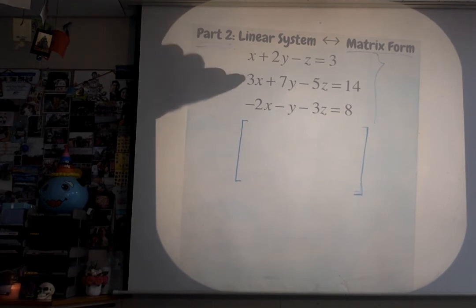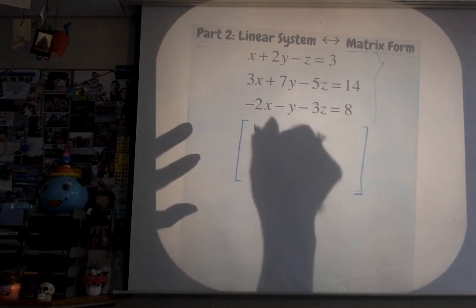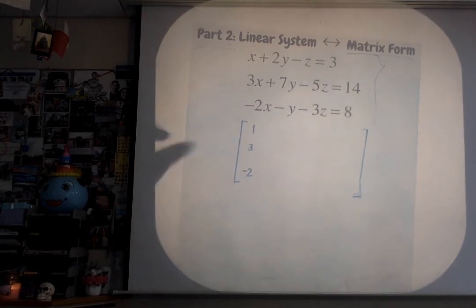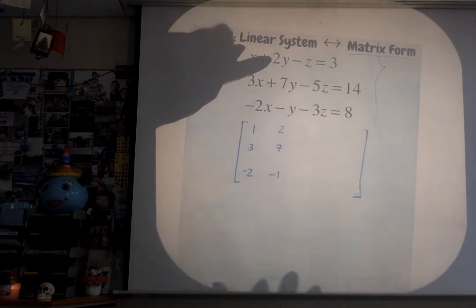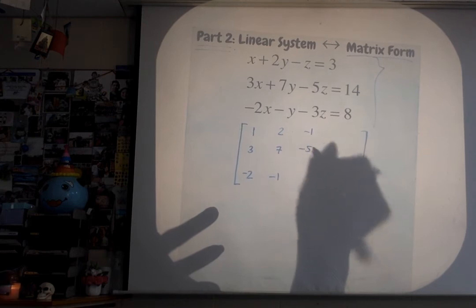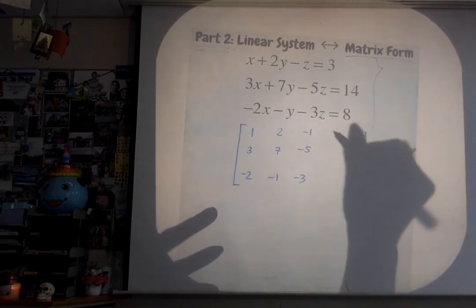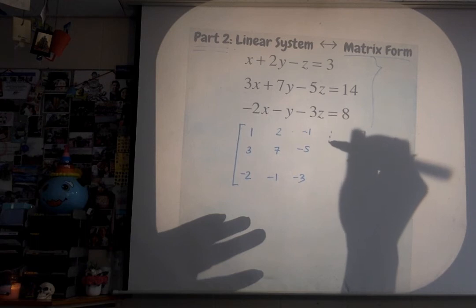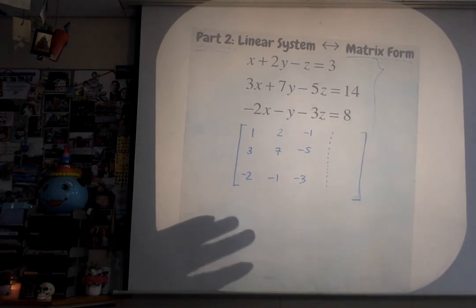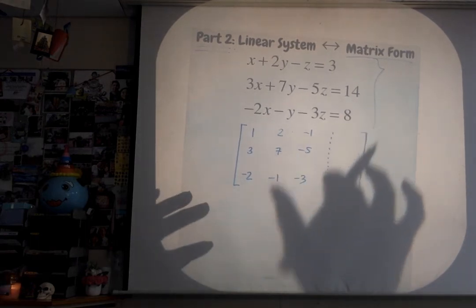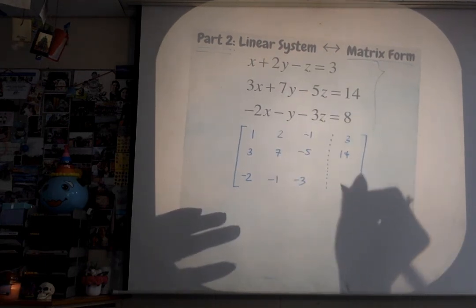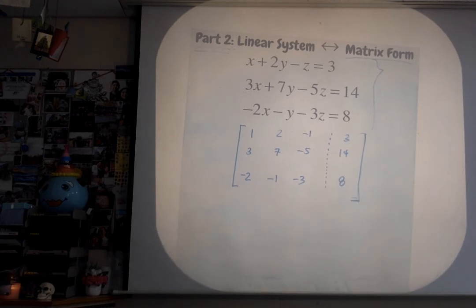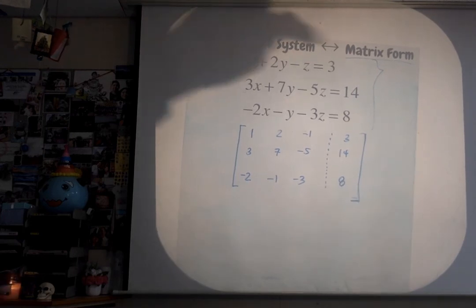You see all these coefficients here for the x? That's what goes in the first column. And what do you suppose goes in the second column? You got it, the coefficients for the y. How about the third column? -1, -5, -3. How about the last column? For this one, I'm going to put a little dashed line to identify that these are the actual constants: 3, 14, 8. Very easy. If you're confused about this, watch a few videos on how to convert a linear system into matrix form.